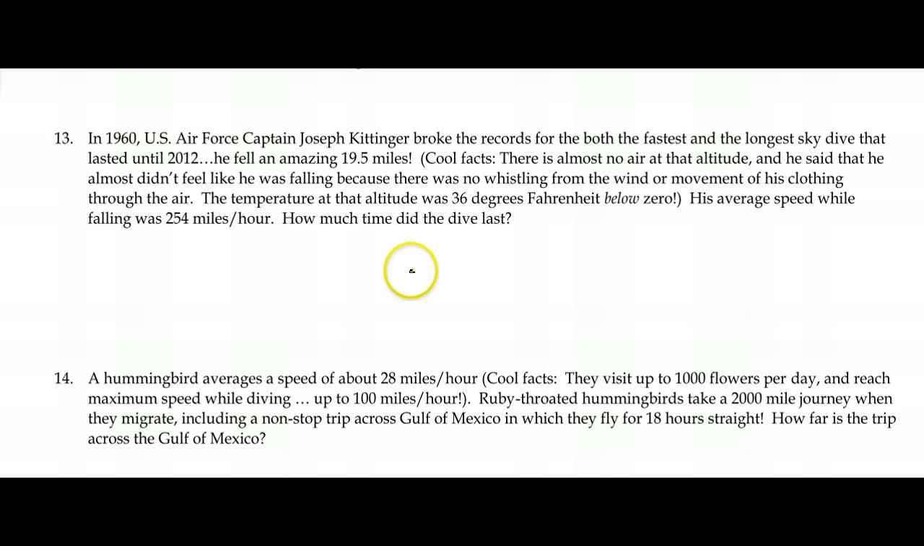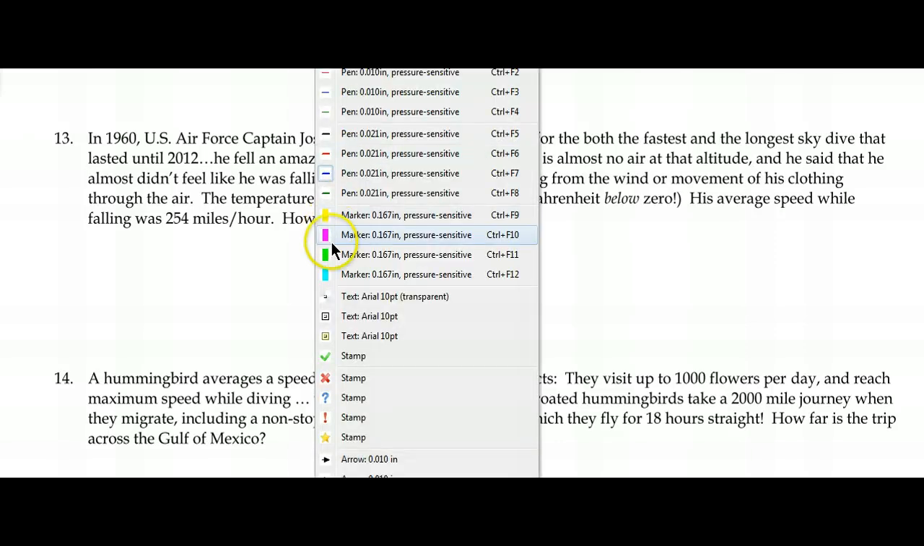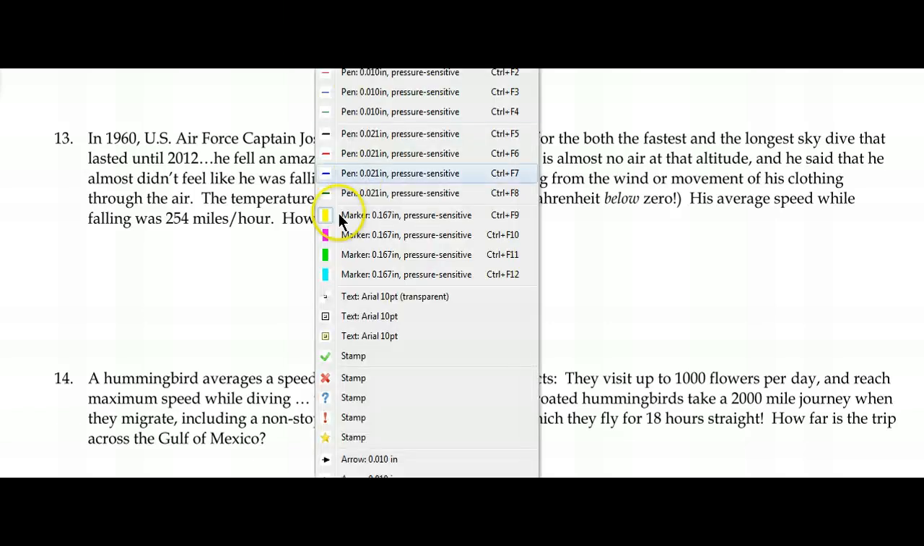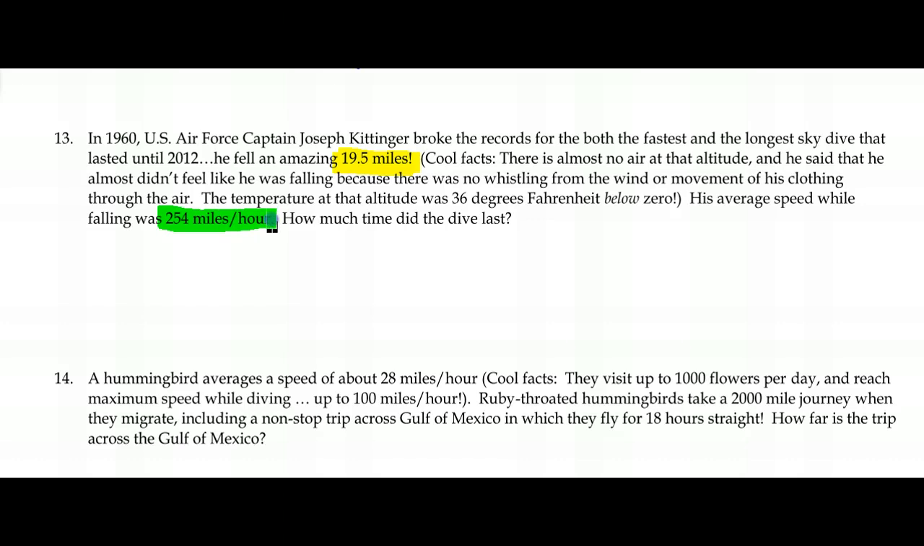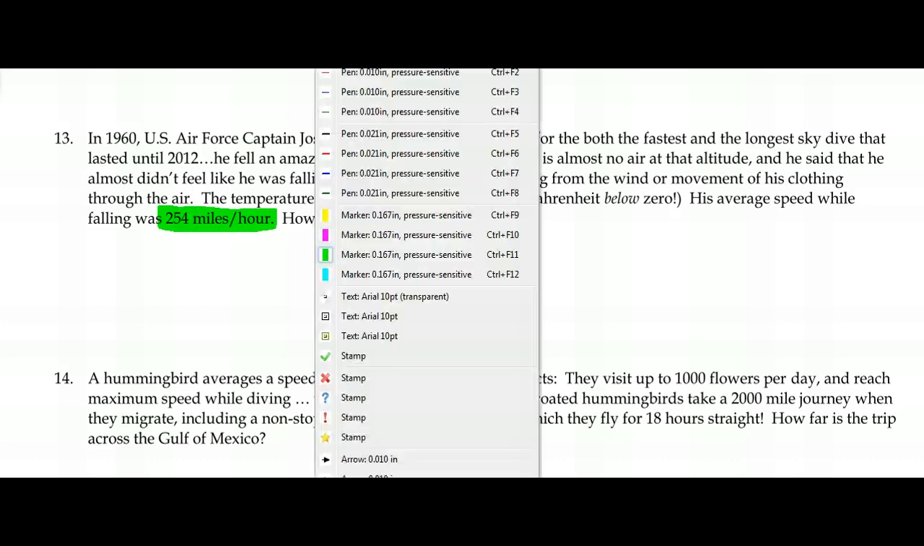Now, just a little while ago, there was a higher altitude drop than the one mentioned here, but back in 1960, a record that held for a long time was the fastest falling average speed. Now, in this case, he fell 19.5 miles, and he did that at an average speed of 254 miles per hour.